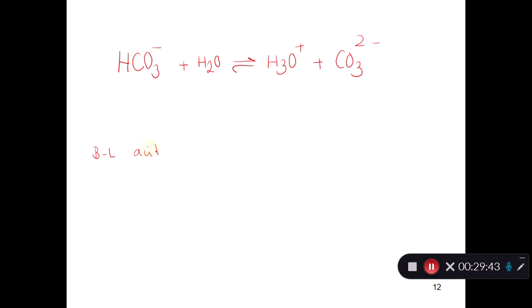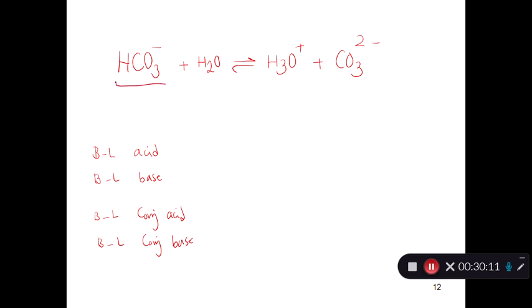I may ask you to work on this example. This is the last example in this chapter. We are going to find which one is the Bronsted-Lowry acid, which one is the Bronsted-Lowry base, or which one is the Bronsted-Lowry conjugate acid, Bronsted-Lowry conjugate base. So you may pause the video, solve the problem, and come back here.